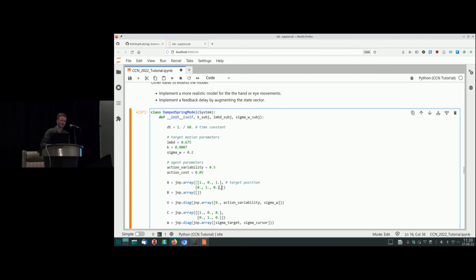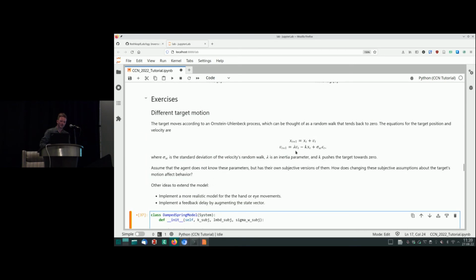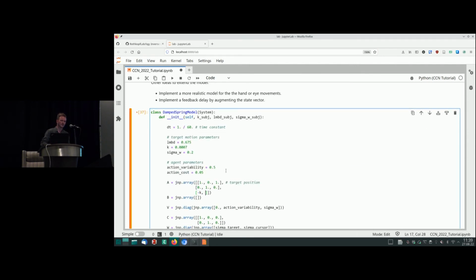And then the third dimension of this state space should be the velocity, and for the velocity we had this model where we had lambda times the previous velocity and minus k times the previous state. So we put minus k in here, and 0 in here, and lambda in here, which I have to write in this weird way because lambda is a keyword in Python. Here are the true parameters of this target motion, and we put these true parameters into the true model of the dynamics. Okay, and in this B matrix, we again incorporate our assumption that the agent cannot control the position of the target. They can control the position of their own cursor, but they cannot control the velocity of the target.